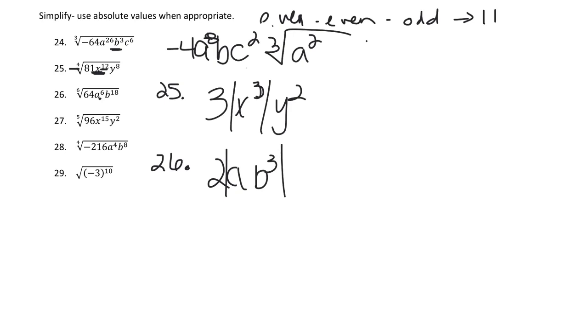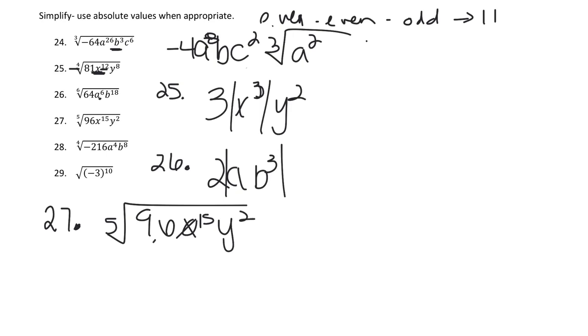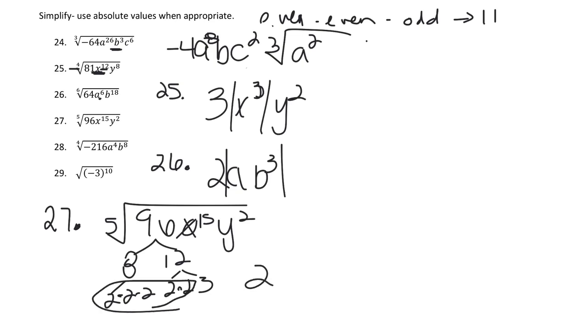All right, we're looking at 27. The fifth root of 96x to the 15th, y squared. So 96 is 8 times 12. 8 is 2 times 2 times 2. 12 is 4 times 3, that's 2 times 2 times 3. So here are five 2's, so I can bring a 2 out. And then I'm going to have the fifth root of 3. The 3 is going to stay in.